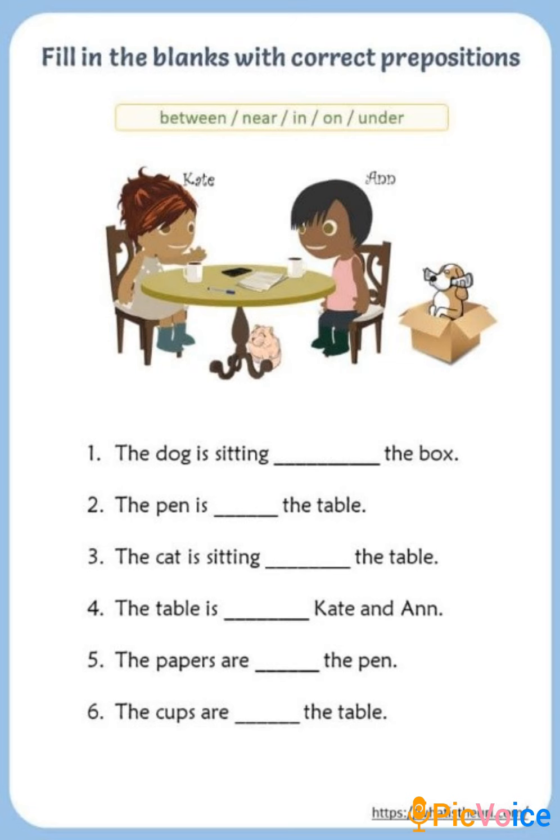So let's move on. Next one is the table is dash Kate and Anne. Where is the table? The table is between. Both of them are sitting far from each other and in between the table has been located. So you will say the table is between Kate and Anne.